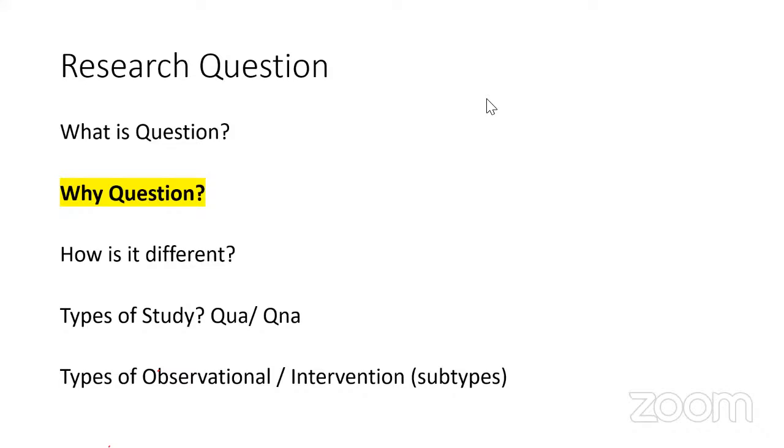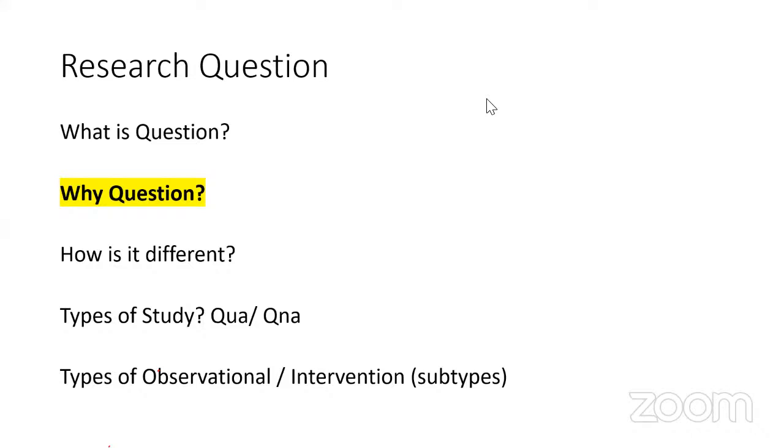This way, I have two clear variables here and I want to check the association between the two variables, then I can go for these kinds of studies. It may be the observation from cause to effect, or effect to cause, or a single study which will help me understand the cause-effect relationship. From cause to effect, we may go for cohort kinds of studies. From effect to cause, we may go for case control kinds of studies.